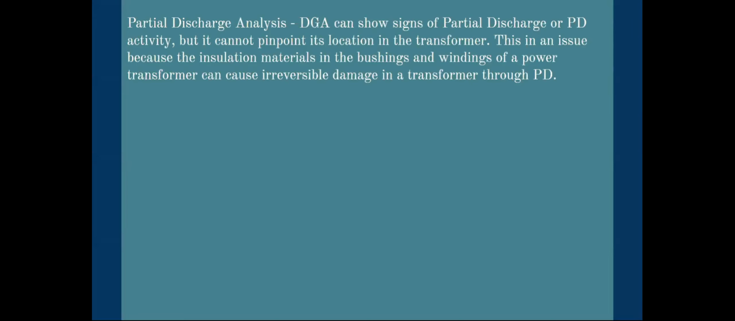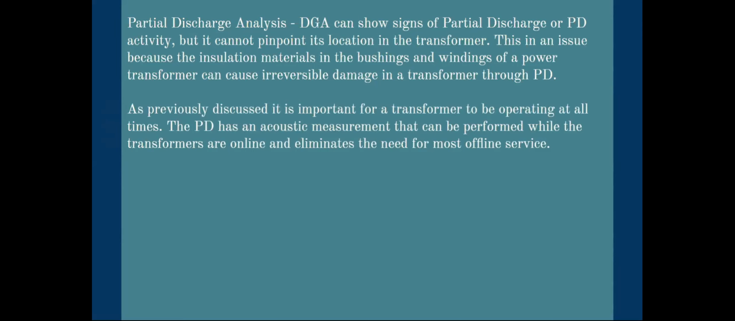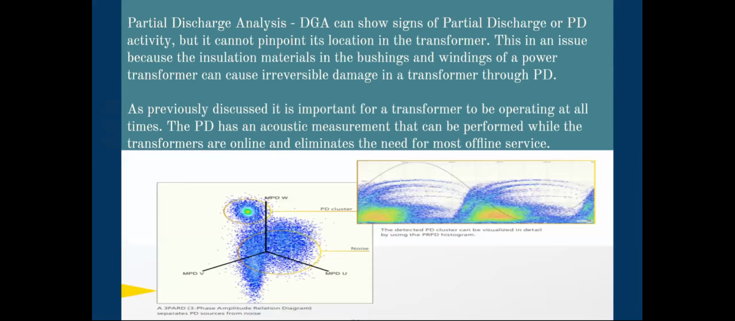Then next, coming off of chemical detection would be the partial discharge analysis, because your dissolved gas analysis can actually show partial discharge or PD activity. The only issue with this is it can't pinpoint the location inside of the transformer itself. They end up showing on a graph a sine wave version of it, and then they can try to pinpoint the location inside of the transformer based on this, as shown in that graph below.